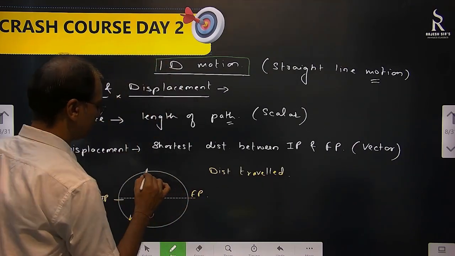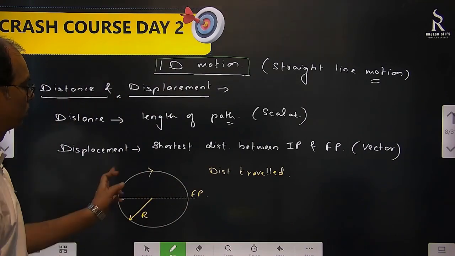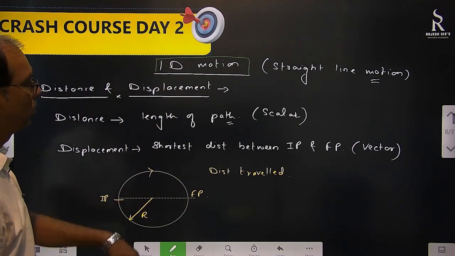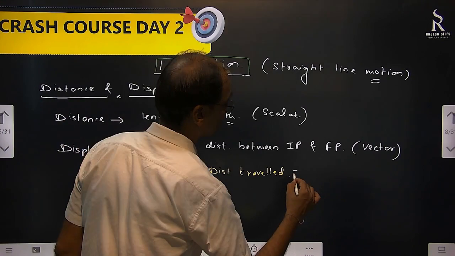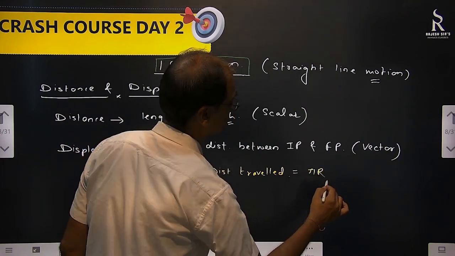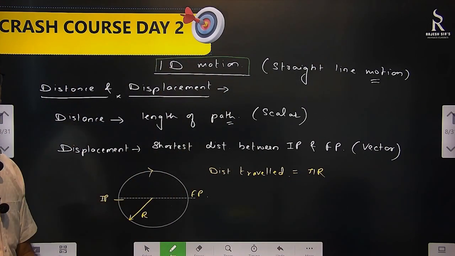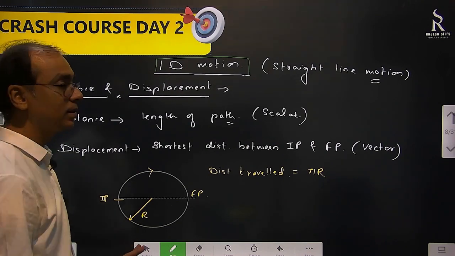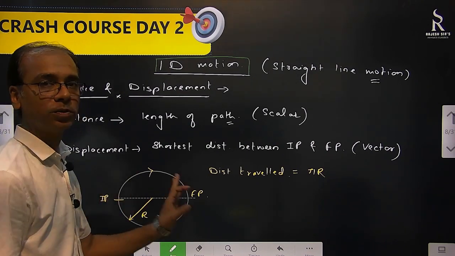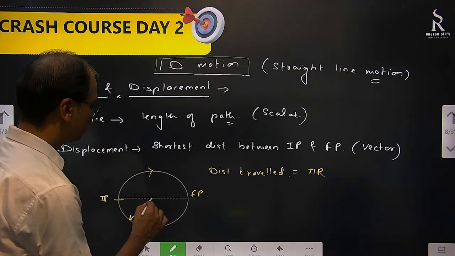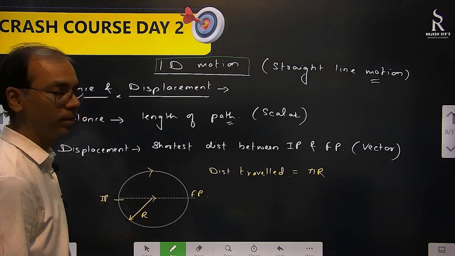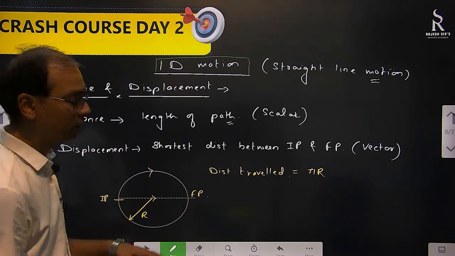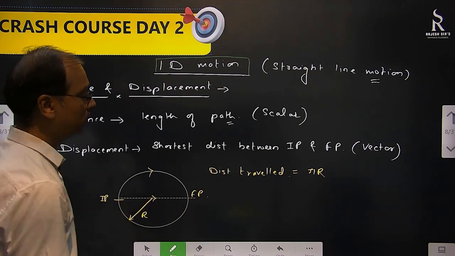You went like this. Okay, so distance traveled is how much? Distance traveled is pi r, half of the circumference. But if I have to find the displacement, meaning the shortest distance between two points, this point and this point, what is the shortest distance? This is shortest. This is small as compared to this one. So displacement is 2r.